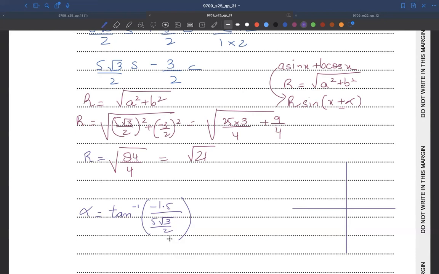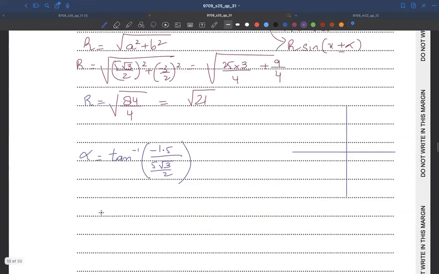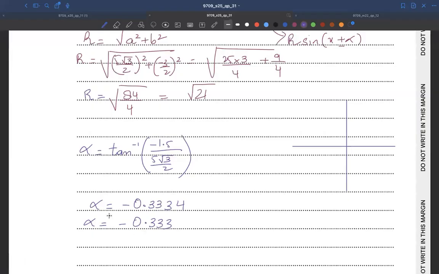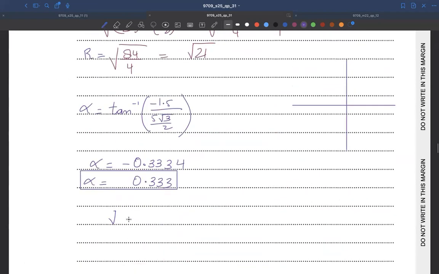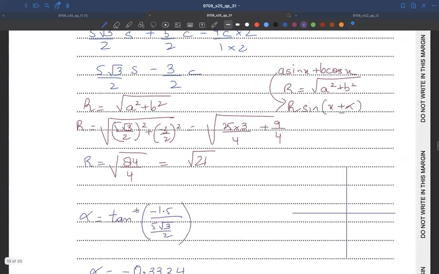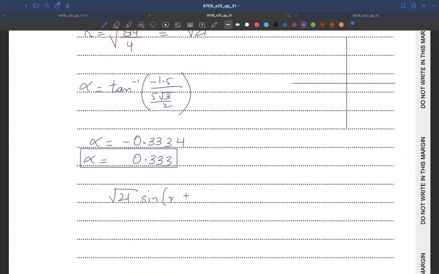And the answer is minus 0.333. So alpha would be equal to minus 0.333. It is 0.3334, but we have to give it in three decimal places, so that would be minus 0.333. And as we have to give this alpha, normally we do not use a negative sign over here, so we'll just give the positive value. So the final value of alpha would be 0.333, as we already have a negative sign over here. So the final answer would be root 21 into sine of x minus 0.333.